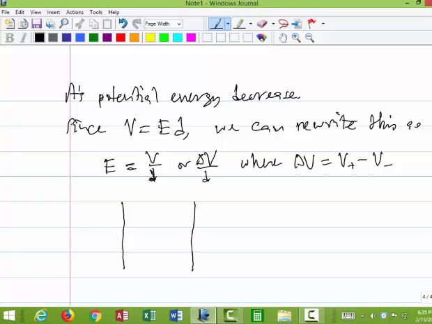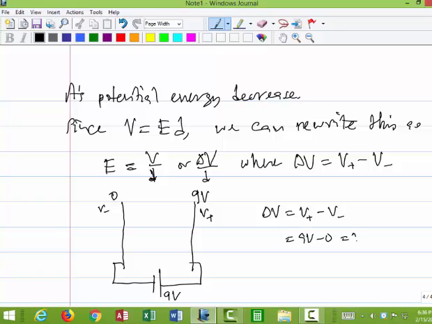So let's say that we have the plates like that again. If we were to connect this to, let's say, a 9-volt battery, and this will be 0, and this will be 9. Okay, so this will be V minus, and this is V plus. So delta V is equal to V plus minus V minus, which will just be equal to 9 volts minus 0, so it's equal to 9.